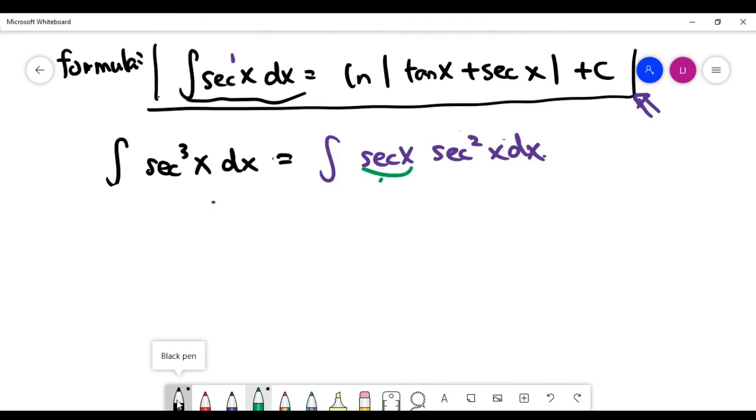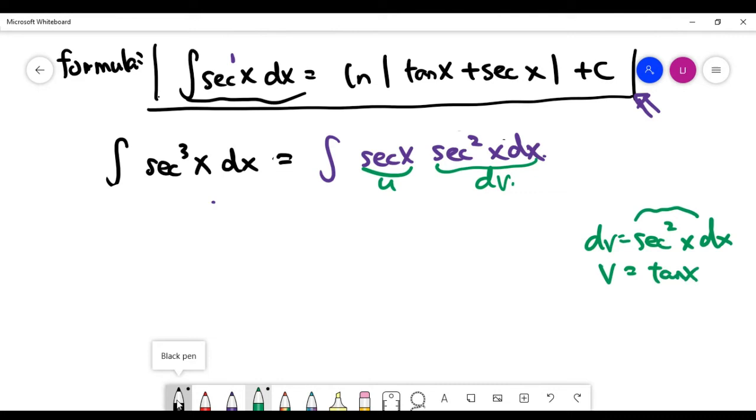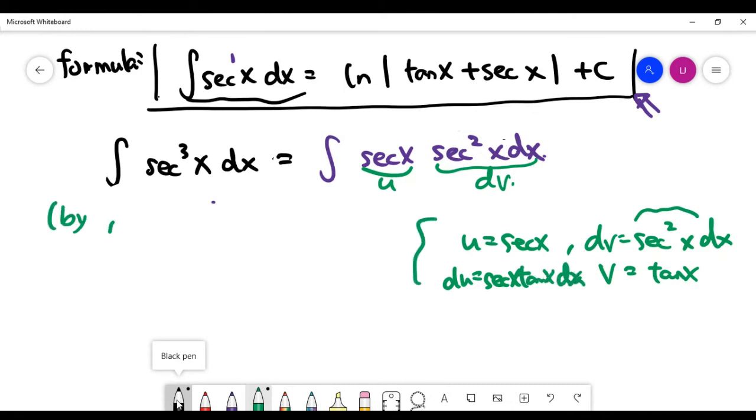Because the fact is that if you let u be secant x, and let this one be dv, dv looks complicated, but the fact is that you can find v easily because it's a famous derivative, secant square x, right? dv to v is an integration, so it's just tangent x. By using these hints, I mean, you have to make a very good observation here. And u is actually secant x, and du is the derivative of secant x, which is secant x tangent x, right? So now I'm trying to use integration by parts.